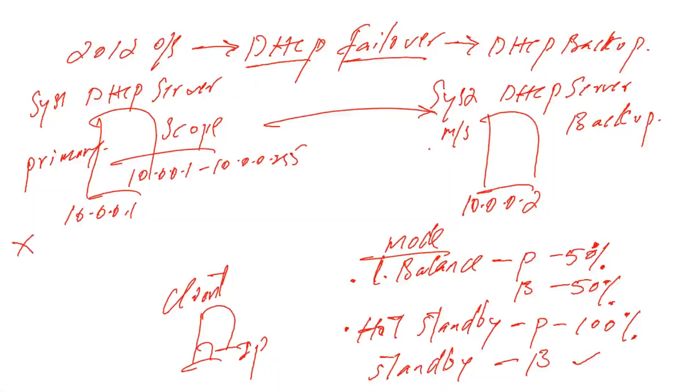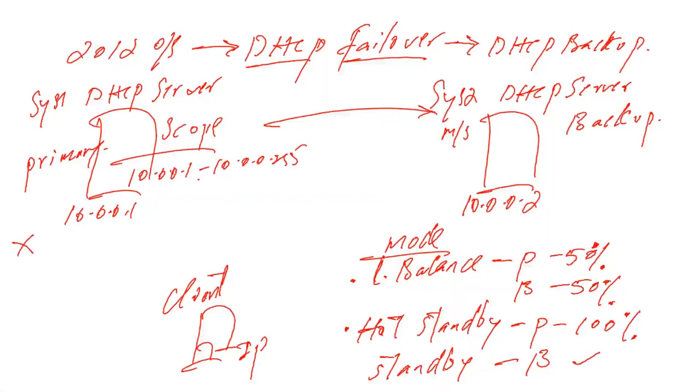But system two should be a member server, part of the domain, and in this machine we require a static IP. Okay, not dynamic. So write down the steps. In system one, the primary DHCP server, create the scope.